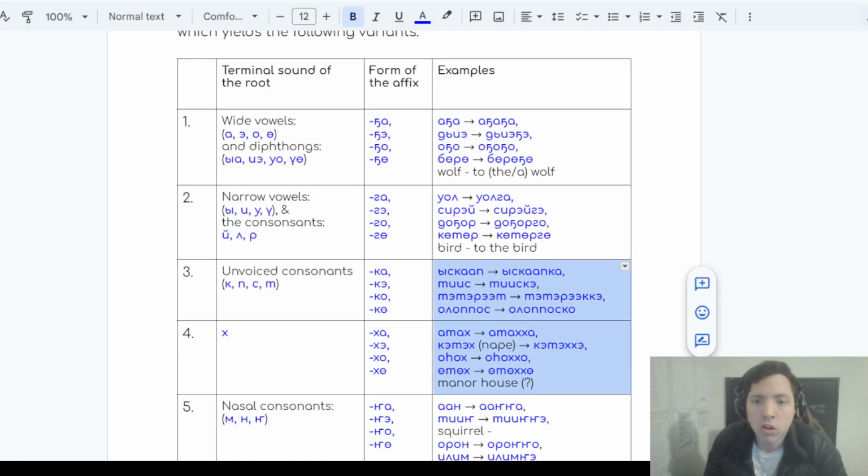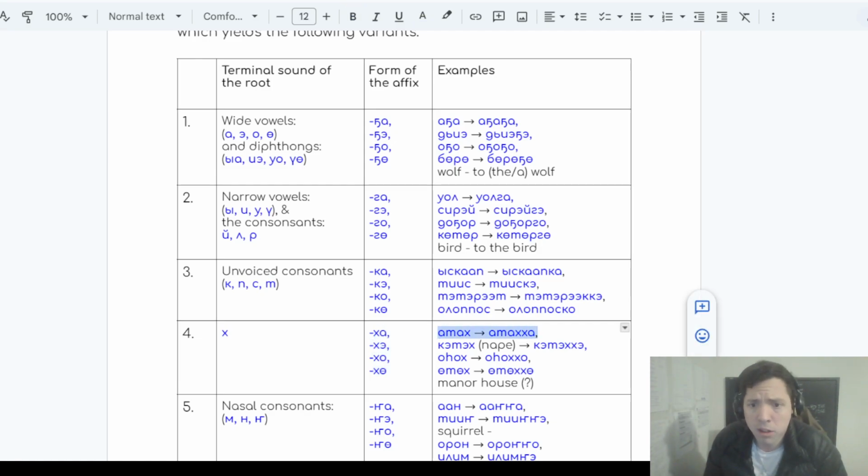Olopos, oloposko. Then if it ends in a cha, we'll add another cha ending: ha, he, ho, ku. Atach, ataka. Again, some people may say atacha. Some people may say ataka.